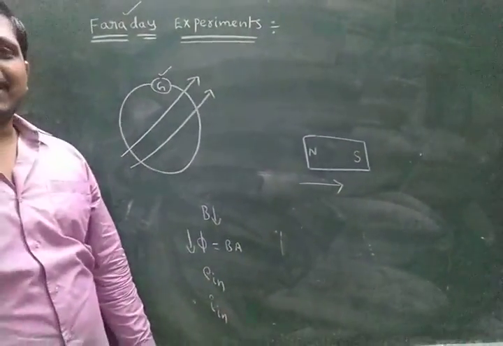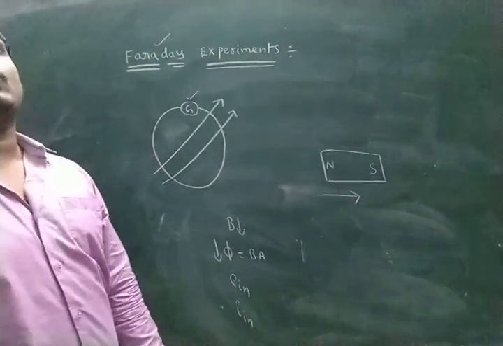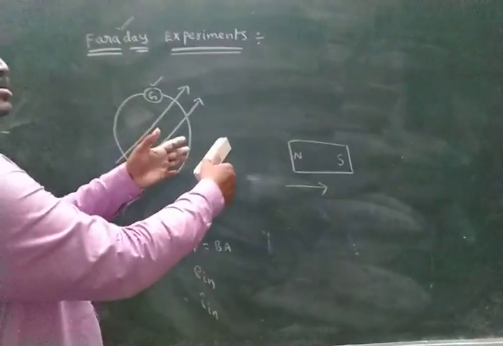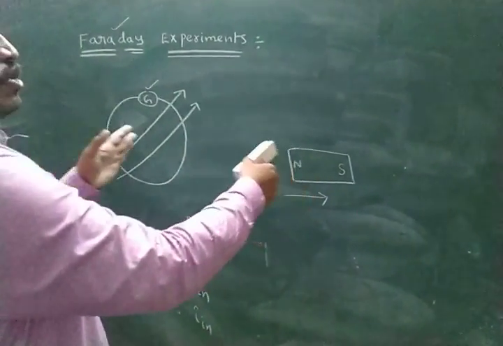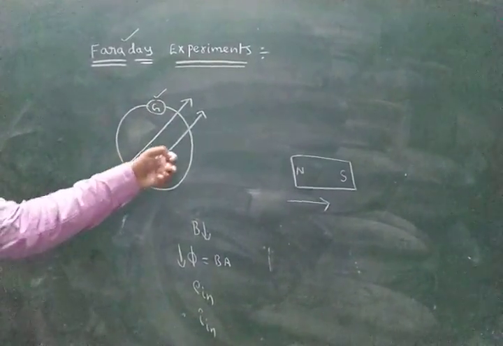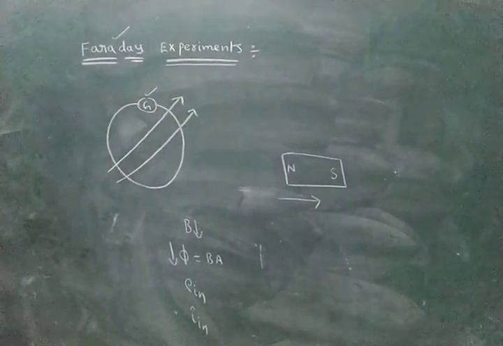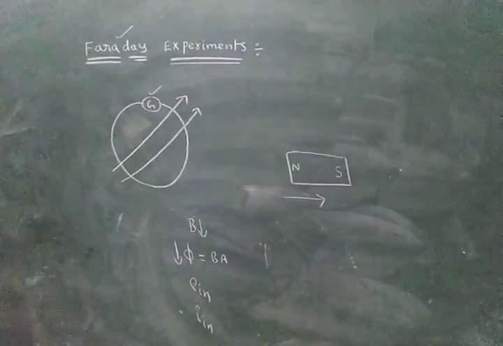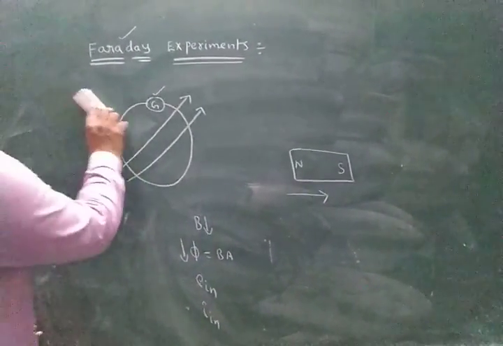According to Faraday's observations, one conclusion is most important. That is, when there is relative motion between coil and magnet, there is production of current in the coil. When there is no relative motion, there is no production of current. Okay? Look here. Very important.